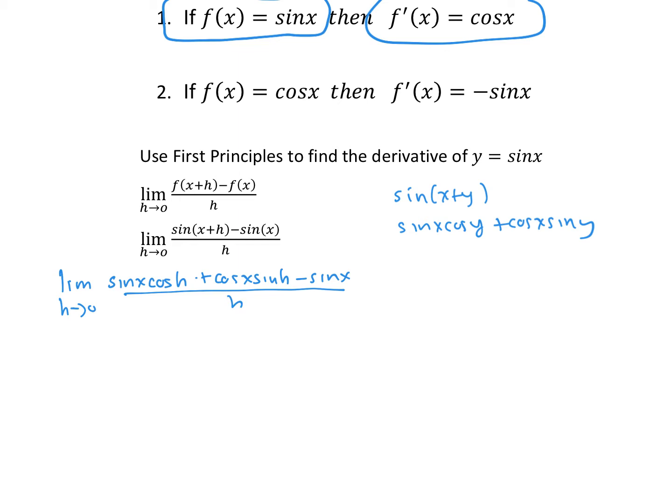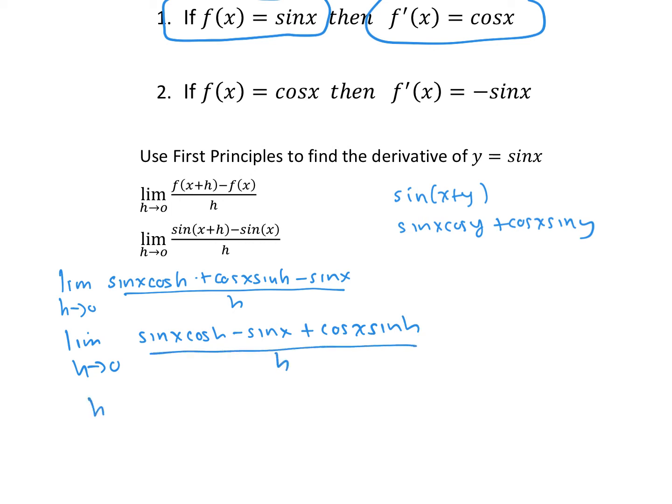Okay, so let's put the sine x in the first term here so that we could maybe factor out that sine x, which is common. So I'm going to put the sine x cosine h minus sine x together because there is a common sine x there, so I'm going to factor that out.